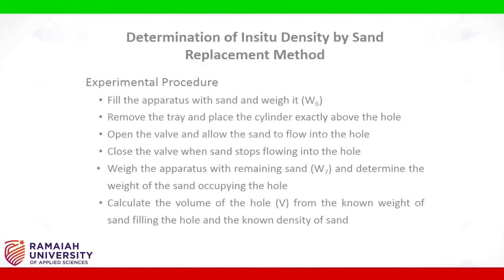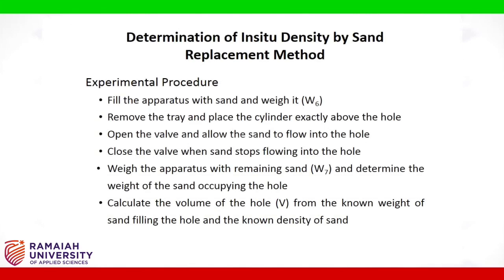Fill the apparatus with sand and weigh it, W6. Remove the tray and place the cylinder exactly above the hole. Open the valve and allow the sand to flow into the hole. Close the valve when sand stops flowing into the hole. Weigh the apparatus with remaining sand, W7, and determine the weight of the sand occupying the hole.